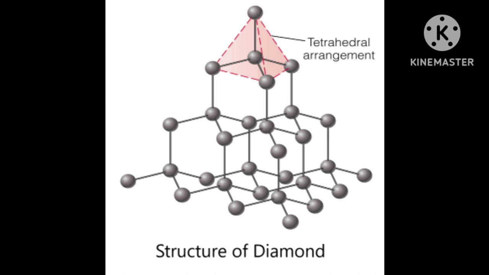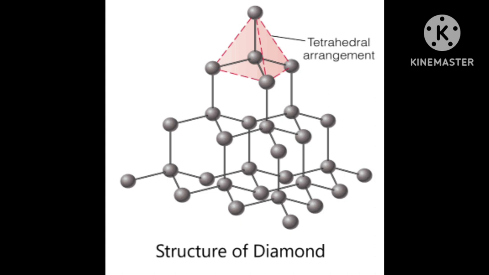Like the first member of other groups, carbon also differs from the rest of the members of its group. It is due to, first, its smaller size, second, higher electronegativity, third, higher ionization enthalpy, and fourth, unavailability of d orbitals. Due to these points it differs from other members of the group.